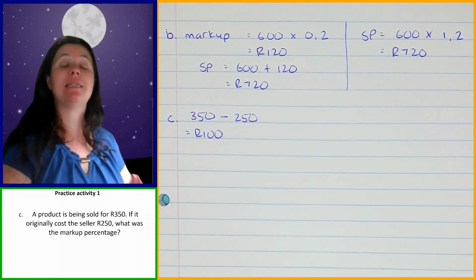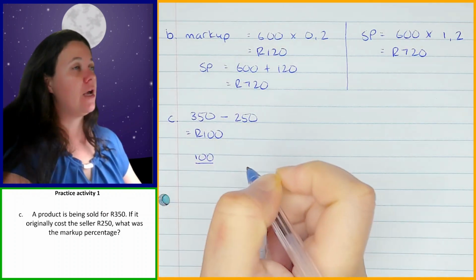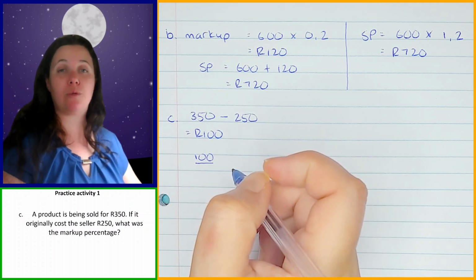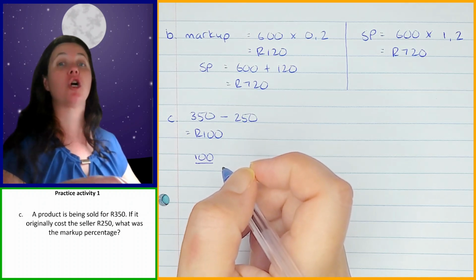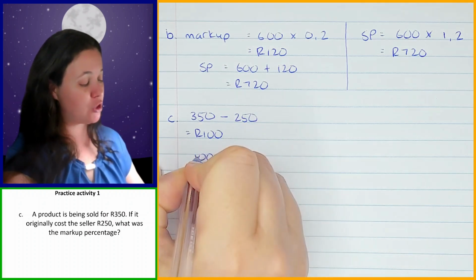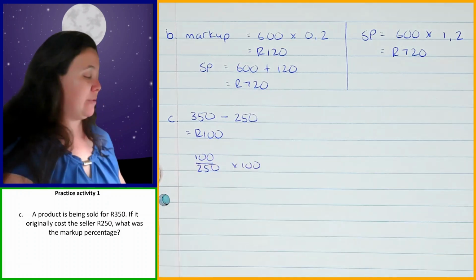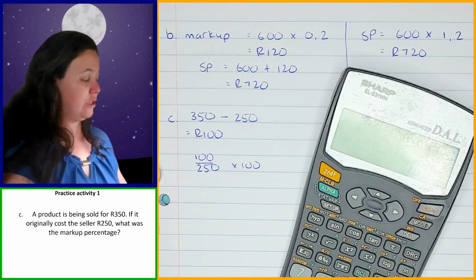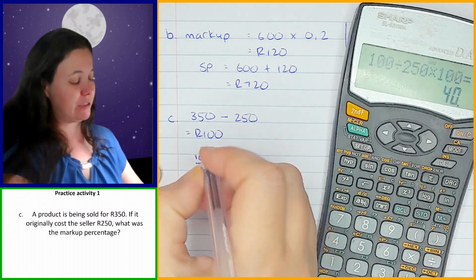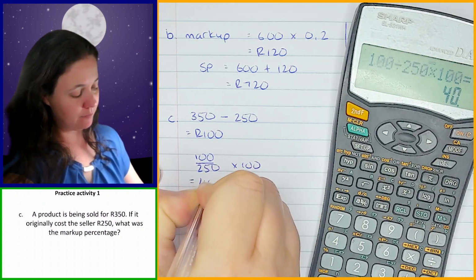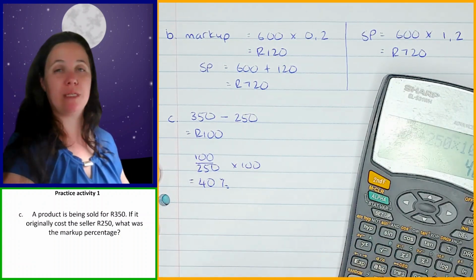Now we need to work out what percentage that is. The percentage is 100 out of what the original price was, because remember it was worked out as a percentage of the original price, which is the cost price. So it's going to be 100 out of 250, and then we multiply that by 100 to get a percentage. So 100 divided by 250 times 100 gives you 40%. So the markup percentage for this product was 40%.